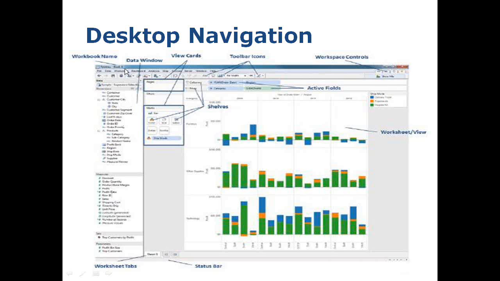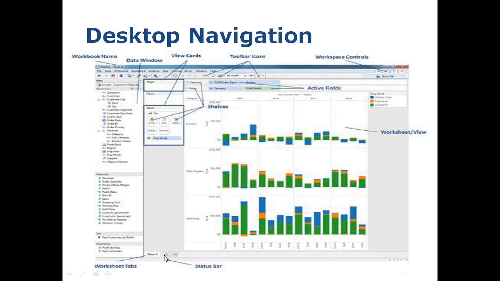On the top of this toolbar, you see book 1. Sheet 1 is nothing but the worksheet name. This is the worksheet tab at the bottom. You can create multiple worksheets by clicking next to each other. There are two icons, one is worksheet and one is dashboard. They are close to each other.